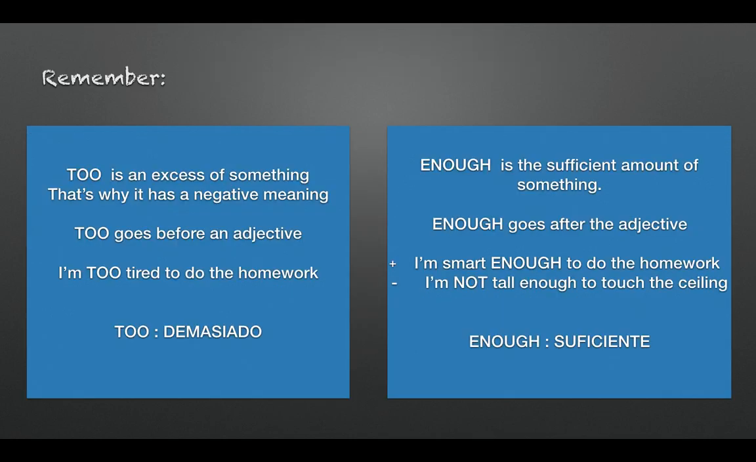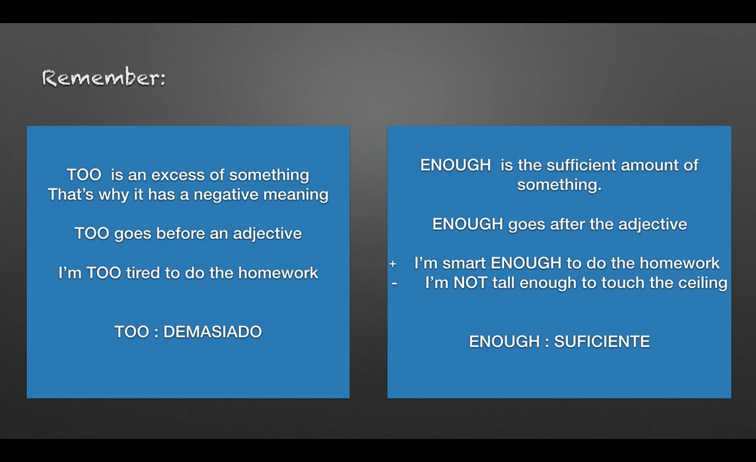Now, the last part. So, we need to remember some things. Too is an excess of something. That's why it has a negative meaning. Entonces, too es un exceso de algo, por eso es demasiado. Por eso tiene un significado negativo. Porque es mucho. ¿Ya? Es más de lo que se necesita o que se quiere.